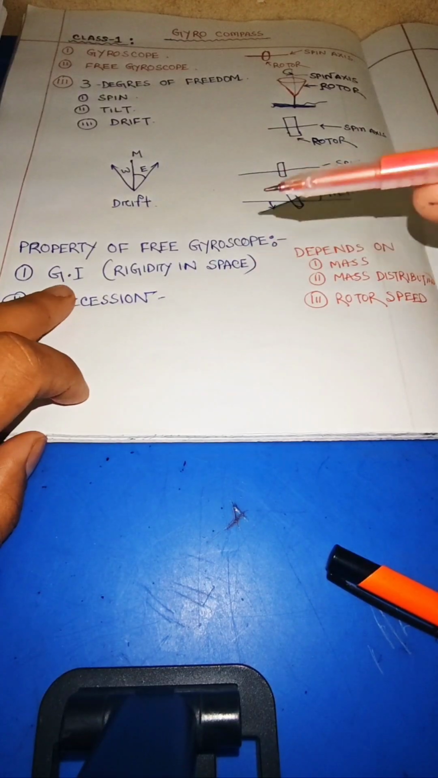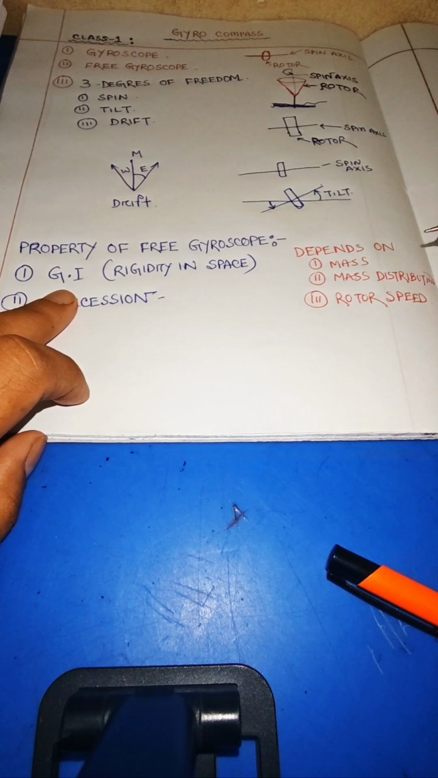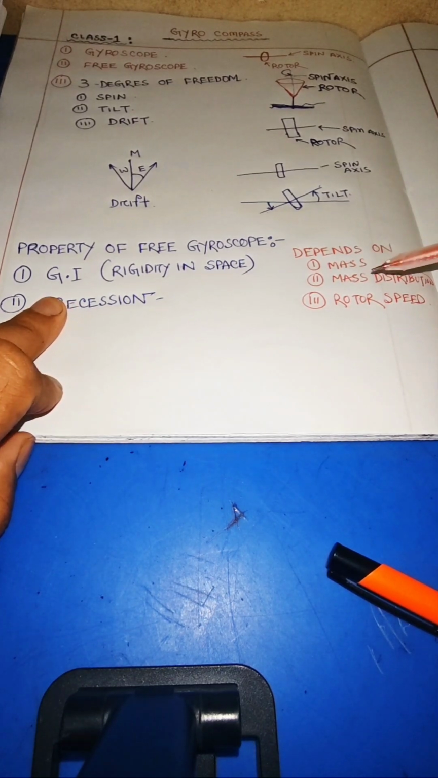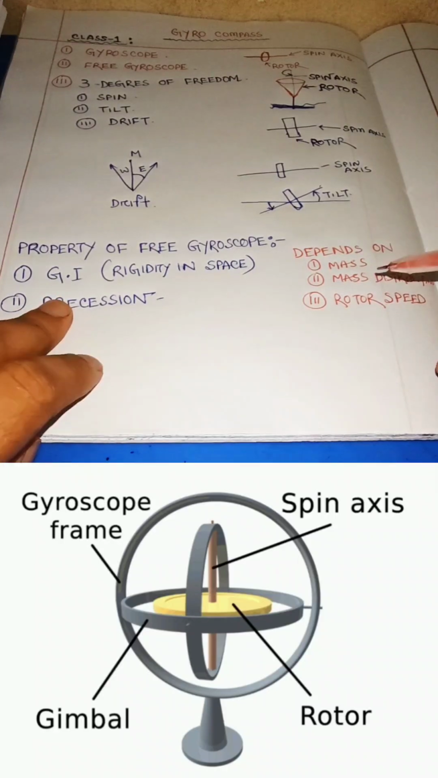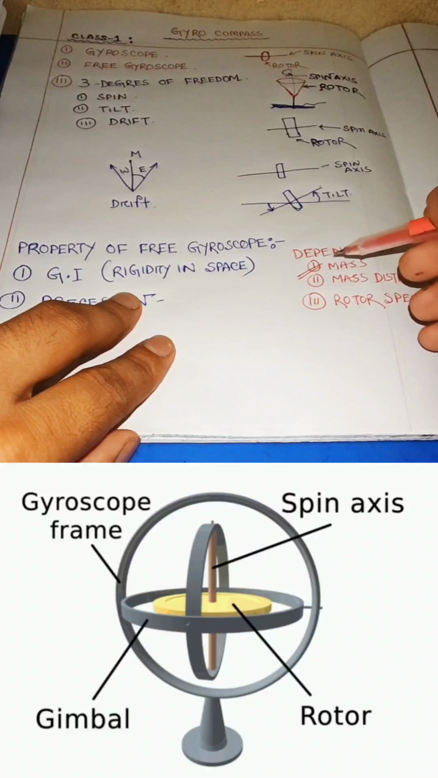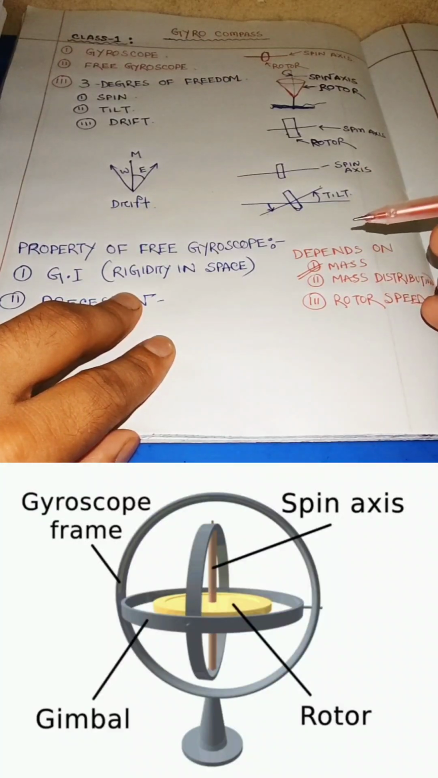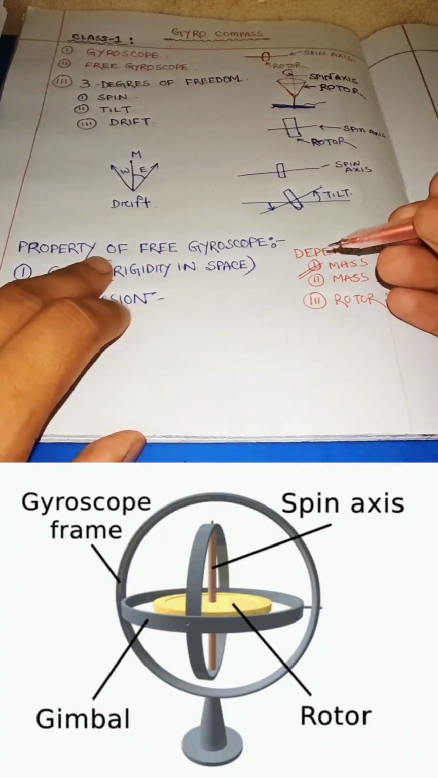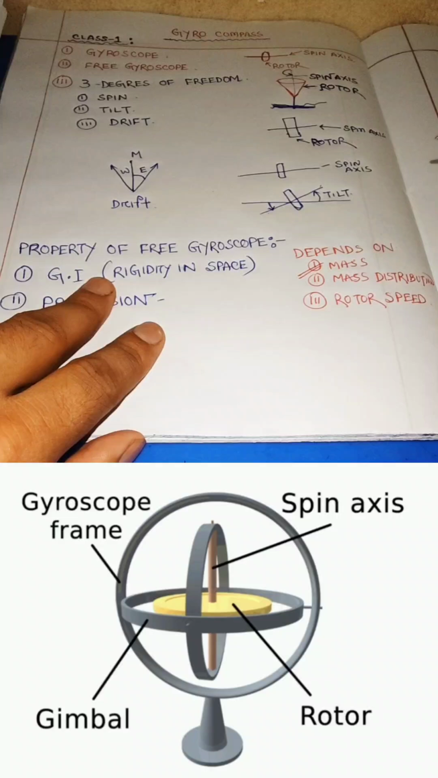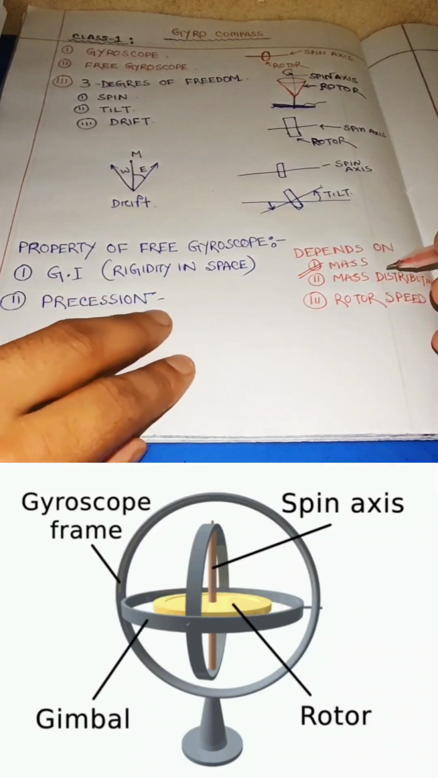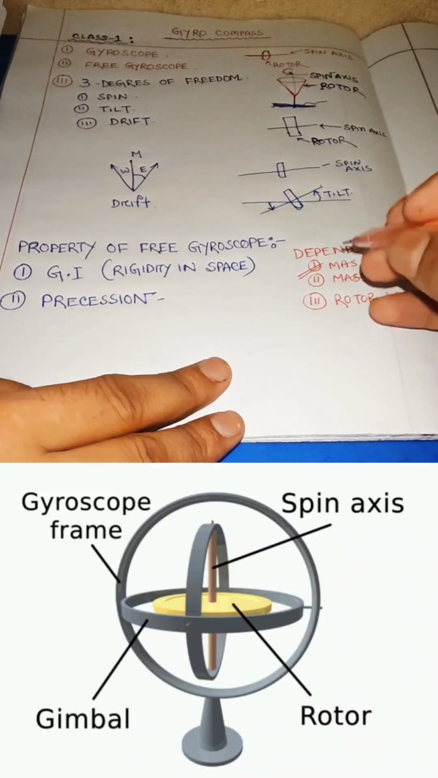So viewers, this gyroscopic inertia or rigidity in space depends on three factors: the mass of the rotor, the mass distribution of the rotor, and the rotor speed. This is very important, guys. If the rotor mass is more, then there is more rigidity in space. Remember, gyroscopic inertia is proportional to the mass of the rotor. So more mass, more inertia, more rigidity in space. And another is the mass distribution.